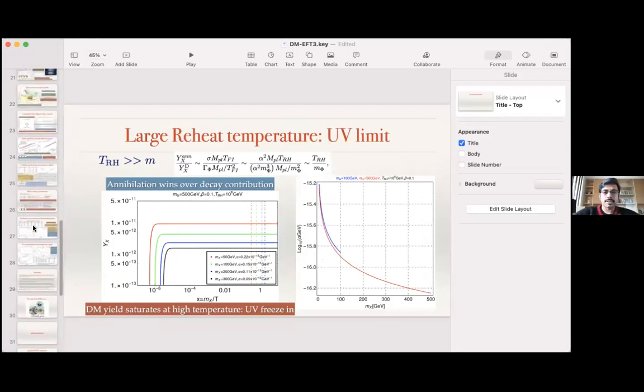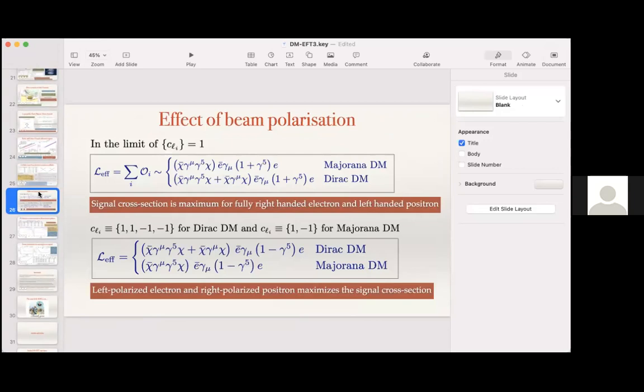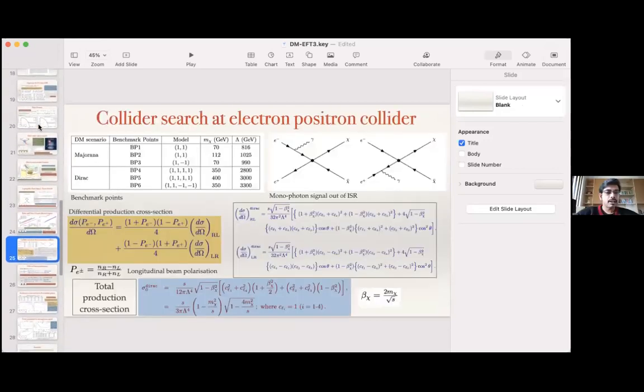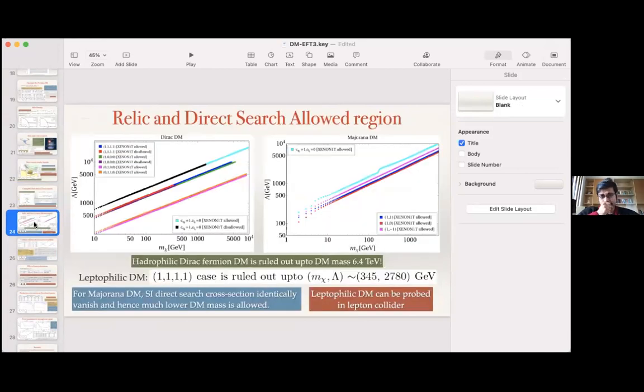Cutoff scale versus something. Yeah, is this the one? No, just before that. Two slides before that. Cutoff scale. This is slide number 23. Slide number. Okay. No, the next one. Next one. Okay, all right.